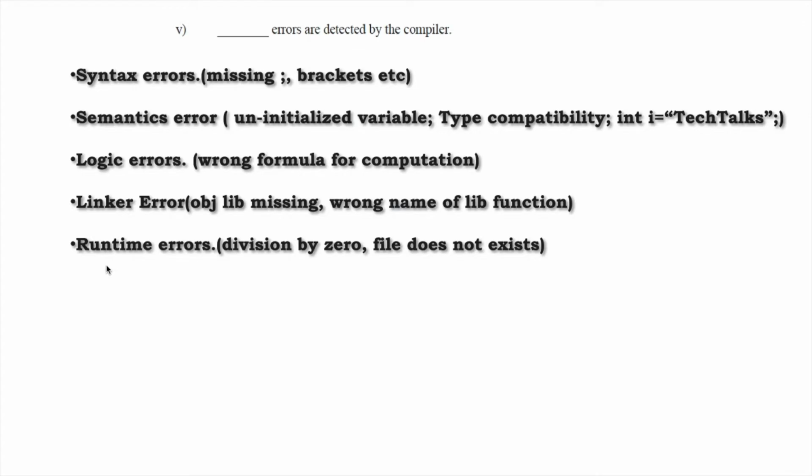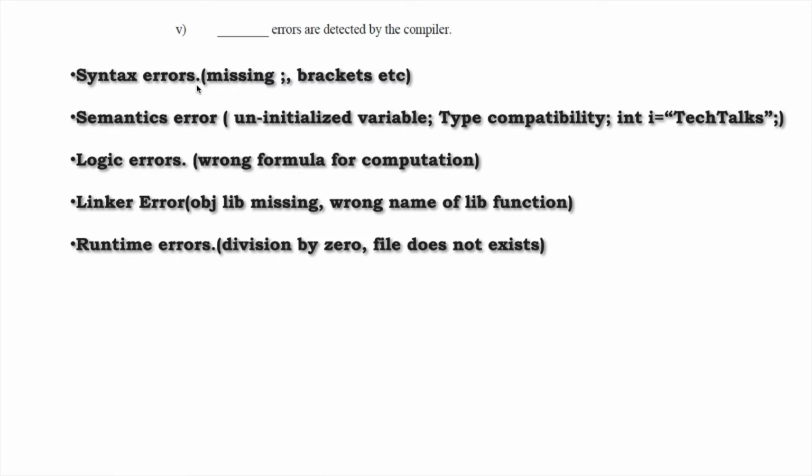Similarly, any error that occurs during runtime, like division by zero, where some variable value has become zero and so a division by zero error occurs, or a file error. The program is supposed to read some file, but in the system the file is not there, or somehow we have deleted the file. The compiler cannot identify this kind of error beforehand. These are runtime errors, and they also cannot be identified by the compiler.